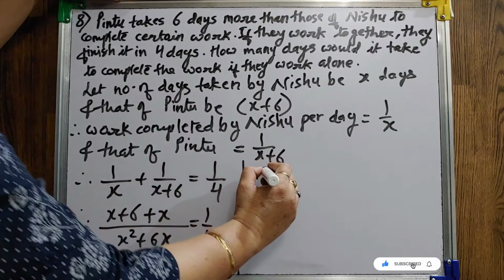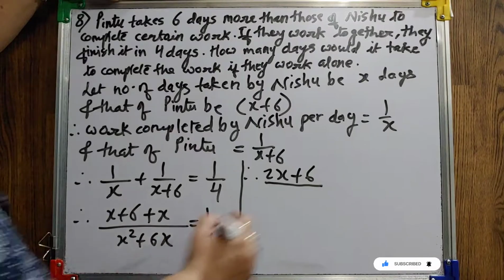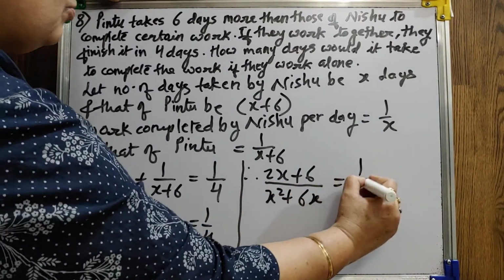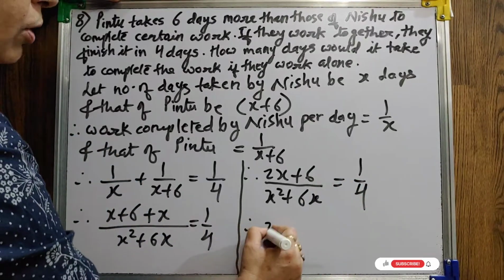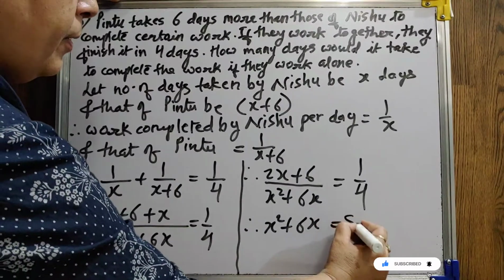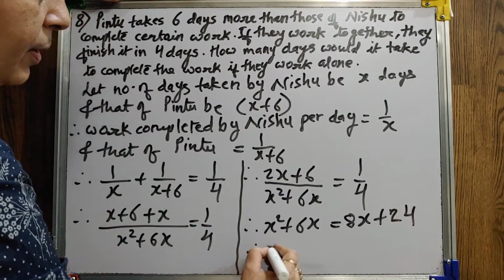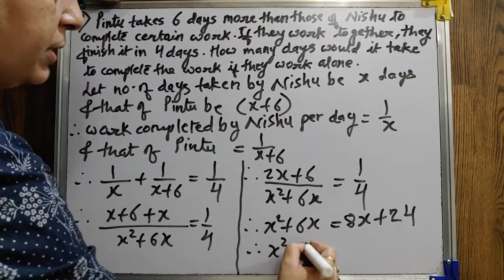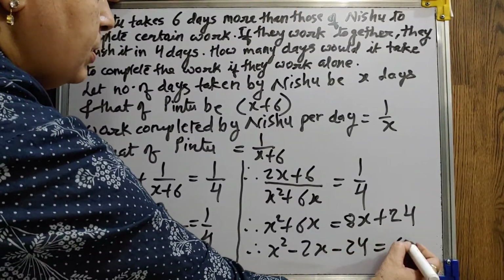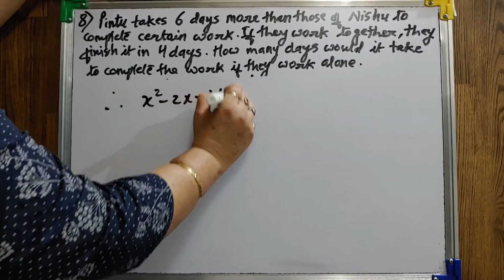Therefore, it will be (2x + 6)/(x² + 6x) = 1/4. Cross multiply: 8x + 24. When you transfer this side, it will be x² + 6x − 8x − 24 = 0, that is x² − 2x − 24 = 0. Now we got a quadratic equation.